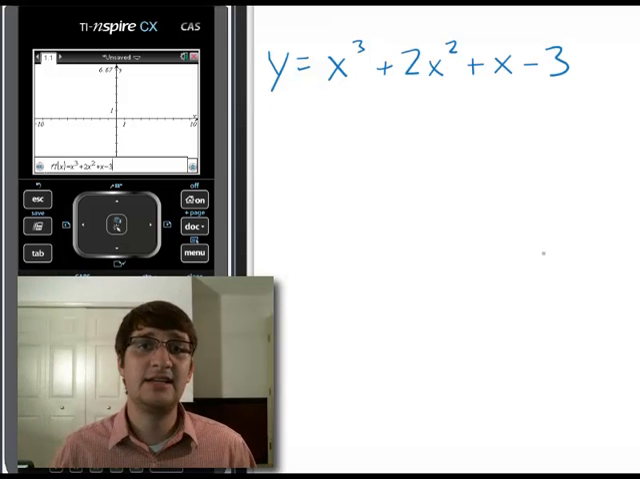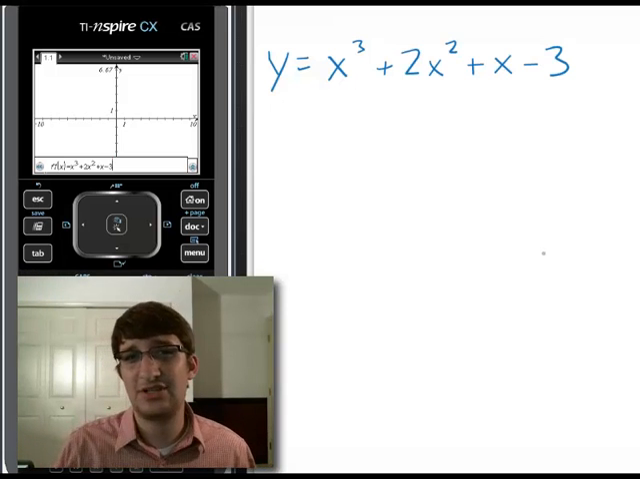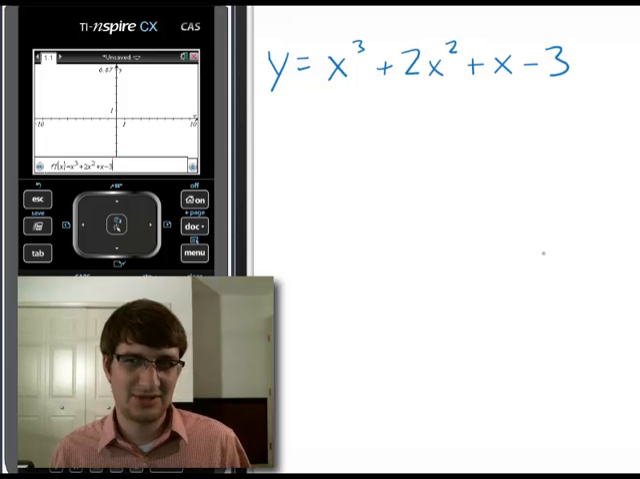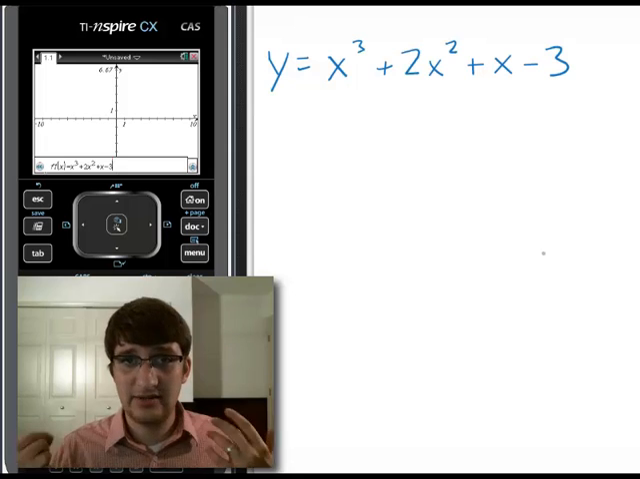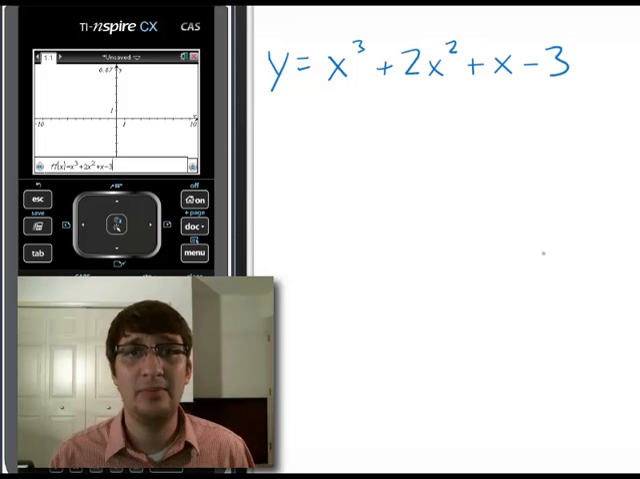Hey, Mr. here today to talk about tail behavior. So we have this equation, y equals x cubed plus 2x squared plus x minus 3. And I want to find out the function's tail behavior, okay?